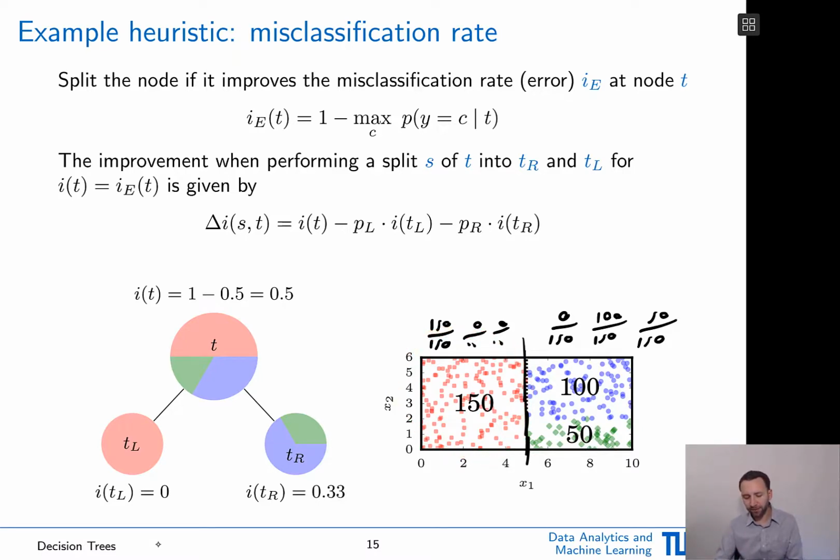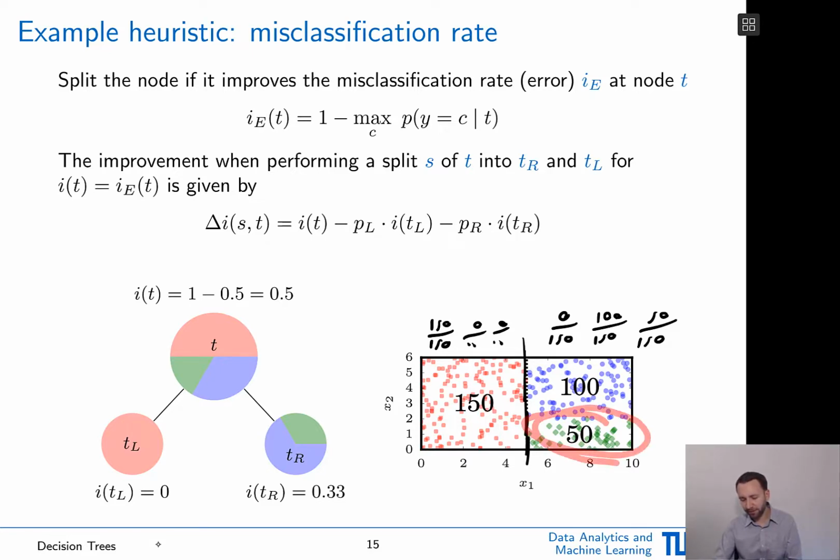How do we compute it formally? We take just the largest probability, right? Which is here 1. 1 minus 1, so 0 error. Here in this case, what is the largest probability? It's 100 by 150, so 2/3, which would be this term here. 1 minus this 2/3 is 1/3, so the rest, so to say, and the rest is misclassified.